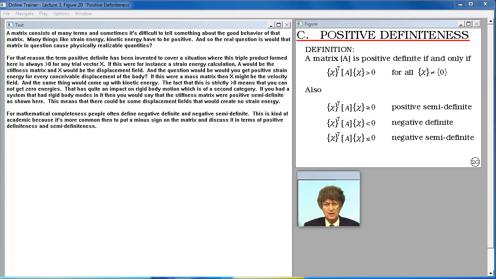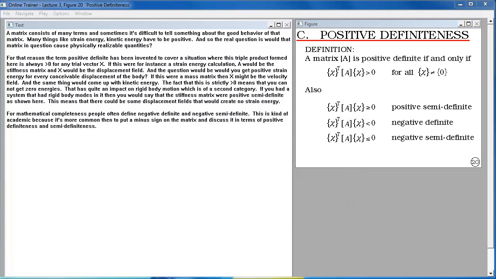A matrix consists of many terms, and sometimes it's difficult to tell something about the good behavior of that matrix. Many things like strain energy and kinetic energy have to be positive, and so the real question is, would that matrix in question cause physically realizable quantities?